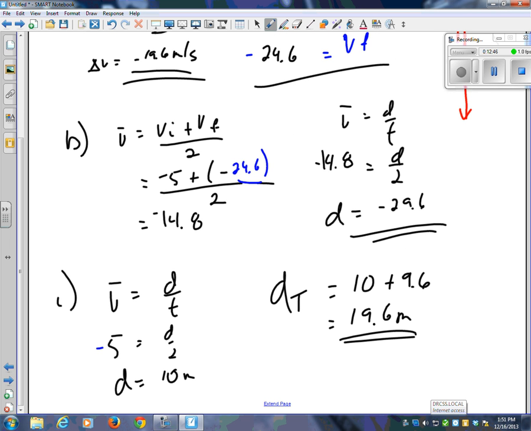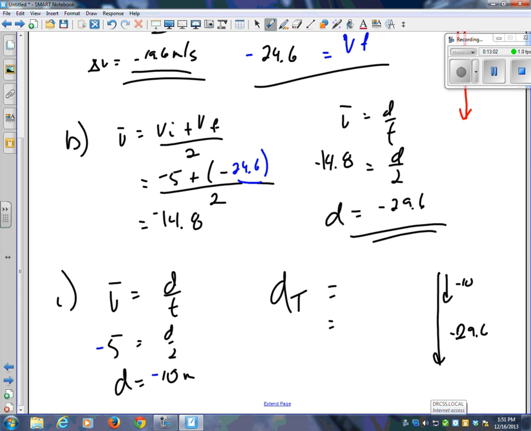This is a negative. That's minus 10. The helicopter drops 10. The bag drops 29.6. How far apart are they? Right? The helicopter goes down 10. The bag goes down 29.6. How far apart are they? 19.6. Again. What's up with that?